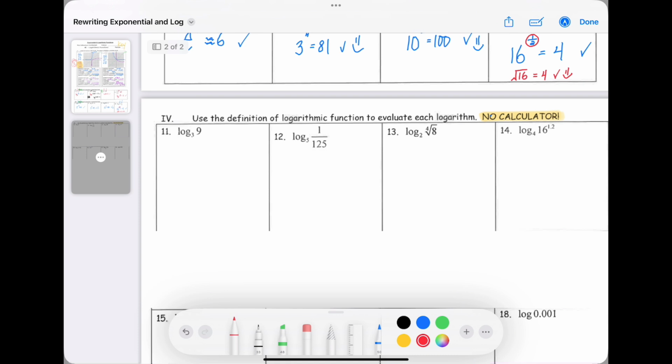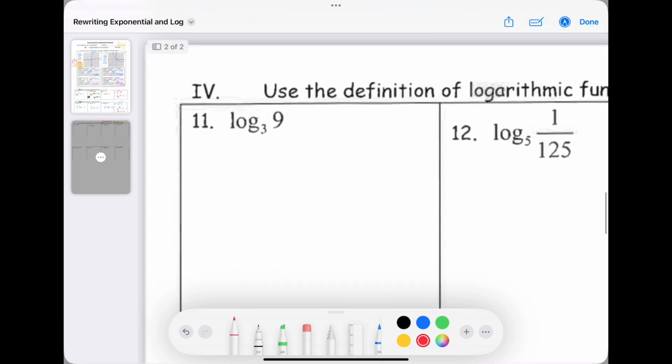Now, next one is showtime. We are going to evaluate to get a final answer as a number. So every time you see evaluate, that means I need a final answer. The final answer is a number. And yes, indeed, no calculator. So remember what I said in classroom?